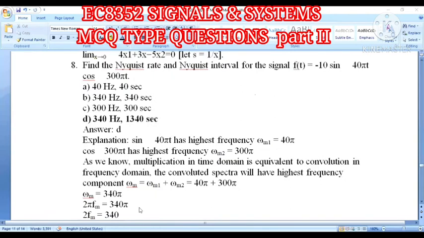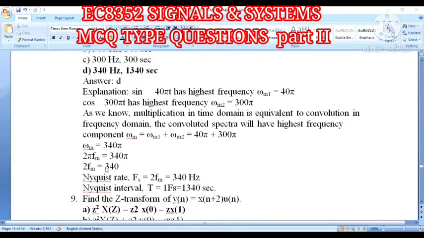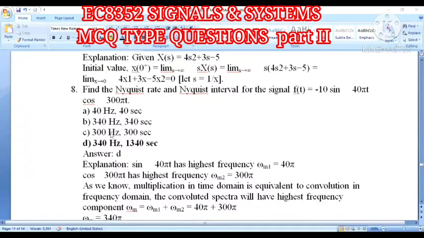So Nyquist rate is omega m, which is equal to 340 pi. So 2 pi fm, pi and pi will be cancelled out. Now 2 fm is equal to 340, right? So Nyquist rate is 340 hertz. Nyquist interval is 1 by 340. You can get 1 by 340 seconds. So this is the correct answer.